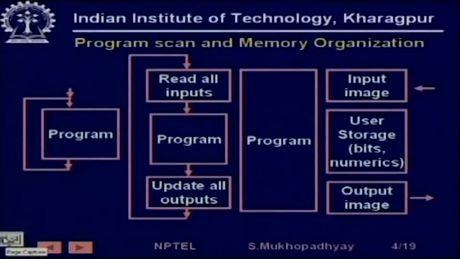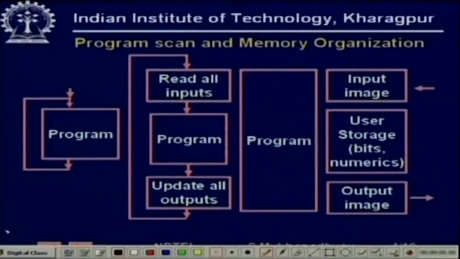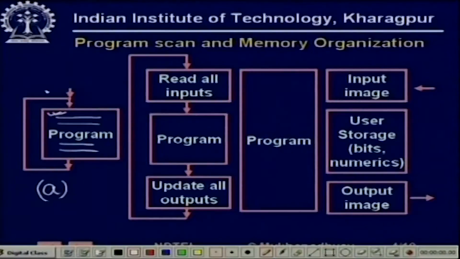So, this is one view, say view A. In view A, we are indicating that the program simply works cyclically. So, this program, which is a set of statements, executes cyclically, that is, the execution begins here, then next statement and so on till the last statement, and then again the first statement will be executed.